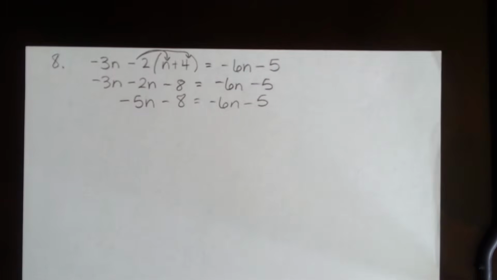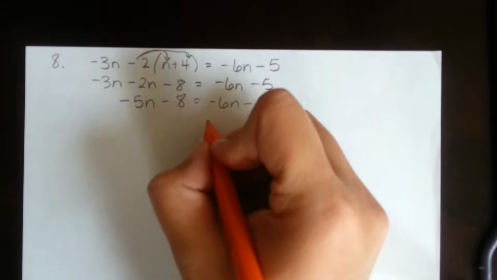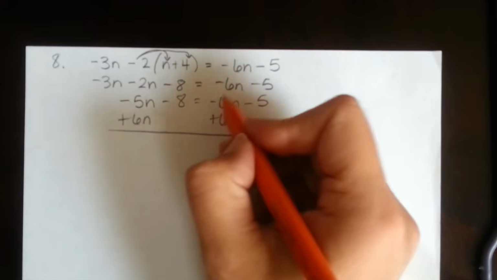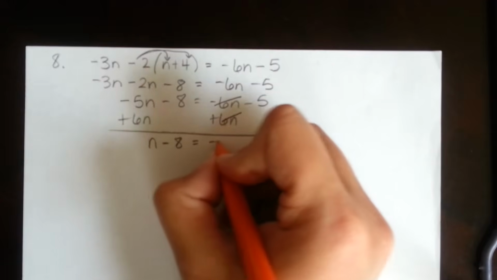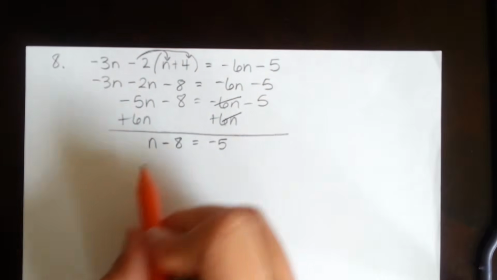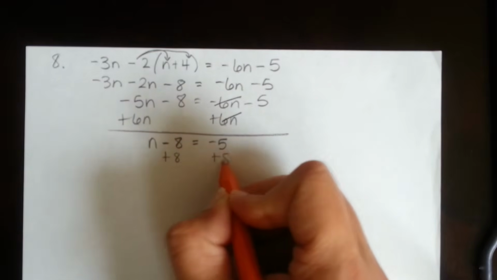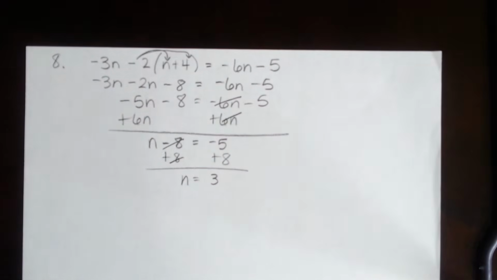We do have variables on both sides, so we want to add the opposite of one of them to both of them. Remember, if we're having positive numbers, then we want to pick the smallest one. If we're having negative numbers, we want to pick the biggest one. So this one would be the biggest negative, so we're going to add 6n to both sides. Over here, we're left with a positive n minus 8 equals negative 5. Next, we would get rid of our add subtract. We have subtract 8, so we're going to add 8, leaving us n equals positive 3.